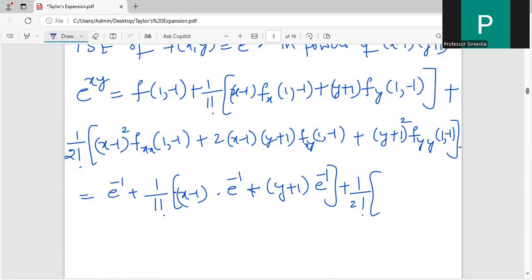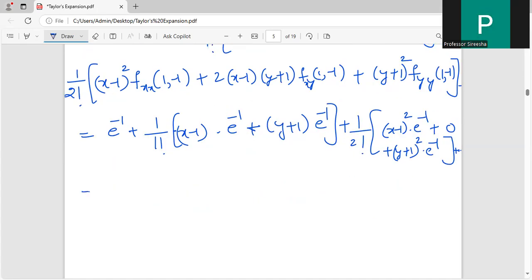So what I'll be having: (x minus 1) whole squared into e^(-1). Plus, the fxy term is 0. Plus (y plus 1) whole squared into e^(-1). Plus three dots, which you put to show that it's an infinite series.